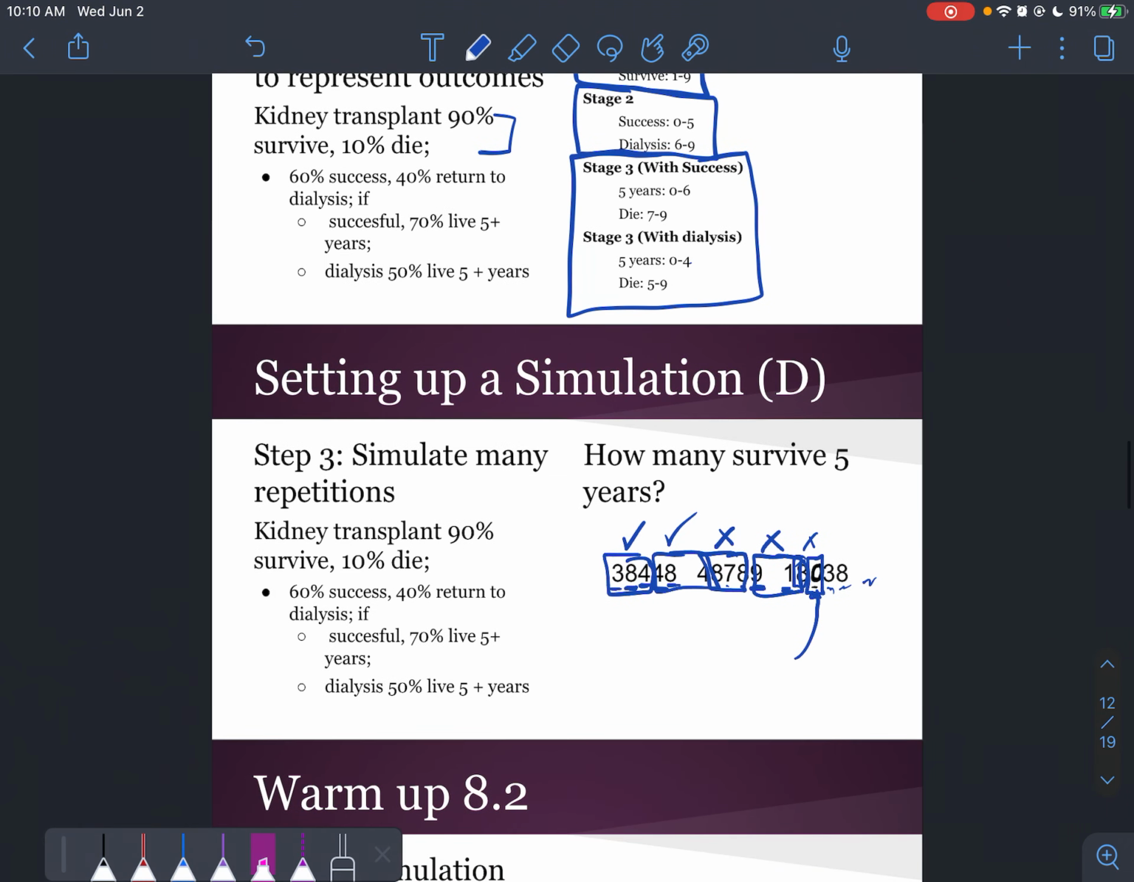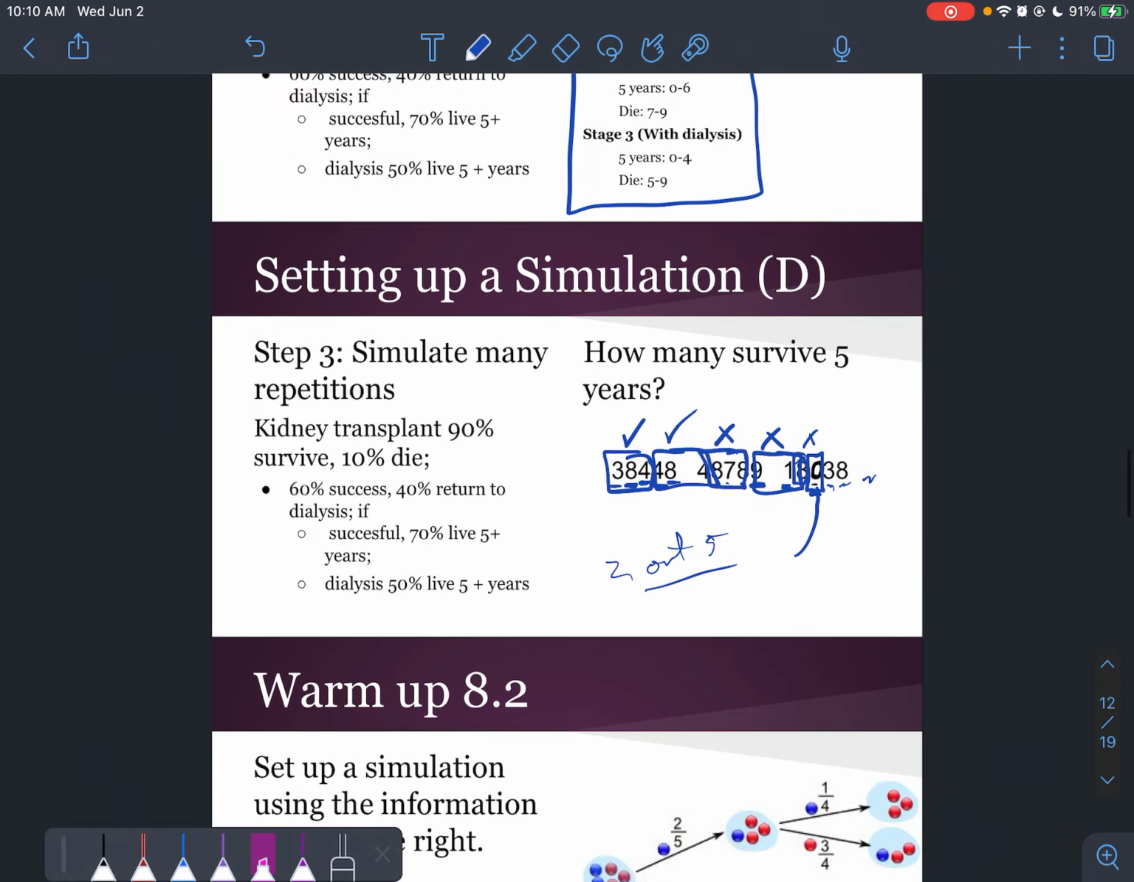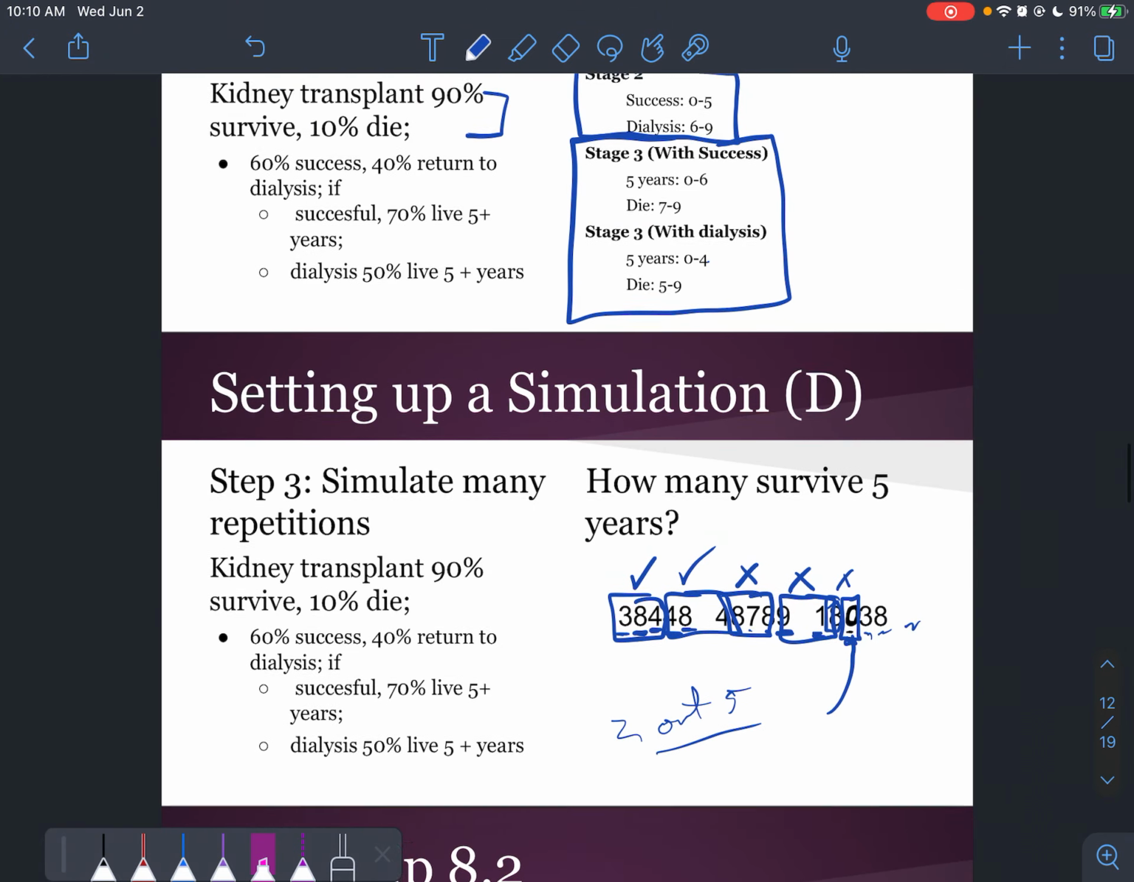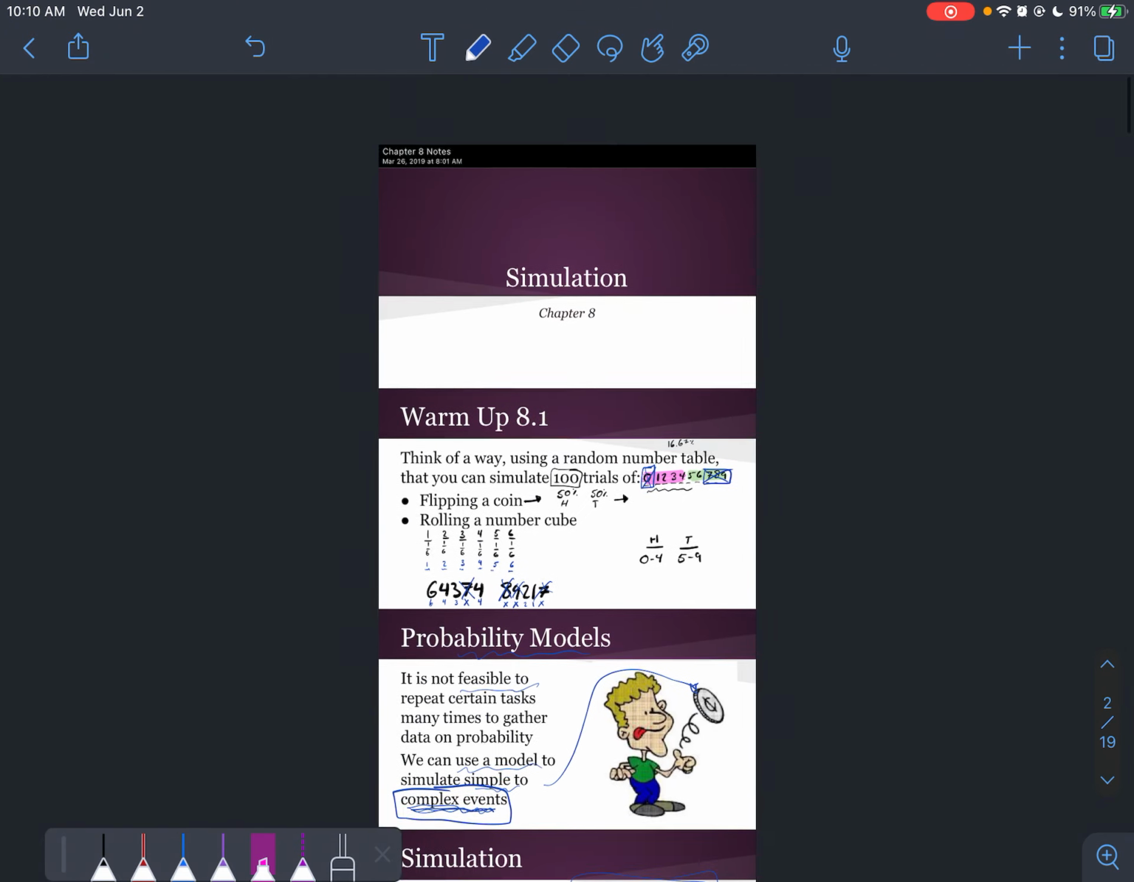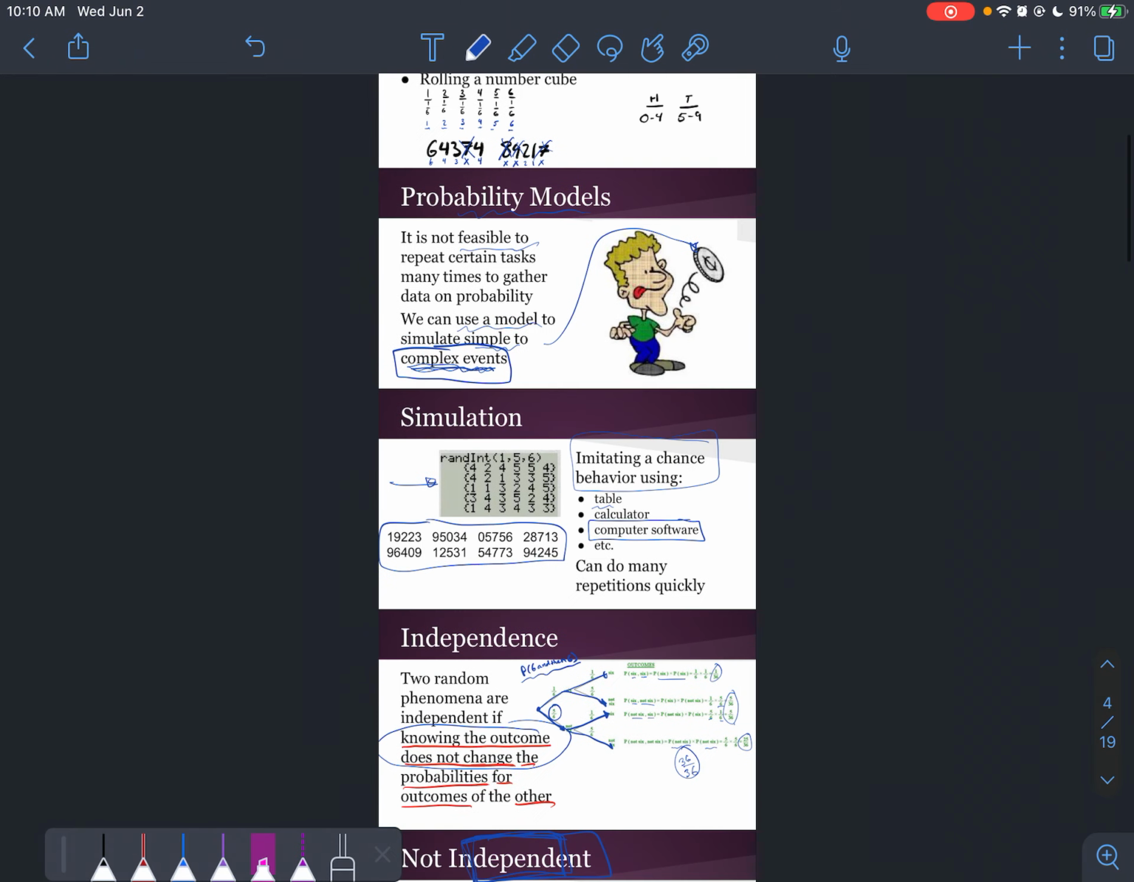So how many survive after our 4 trials there? We'd say 2 out of 5 made it with that. So that is setting up a simulation, running simulations, and with independent and dependent situations.